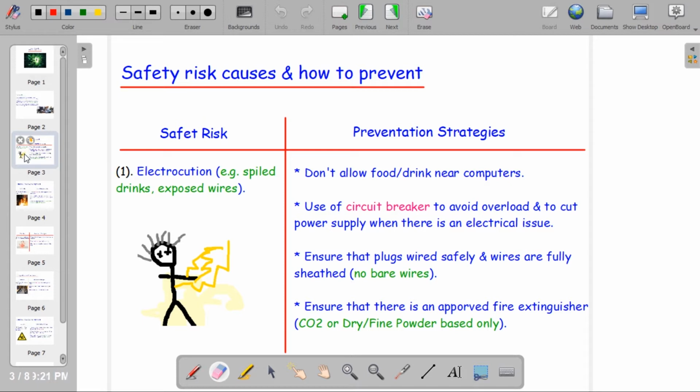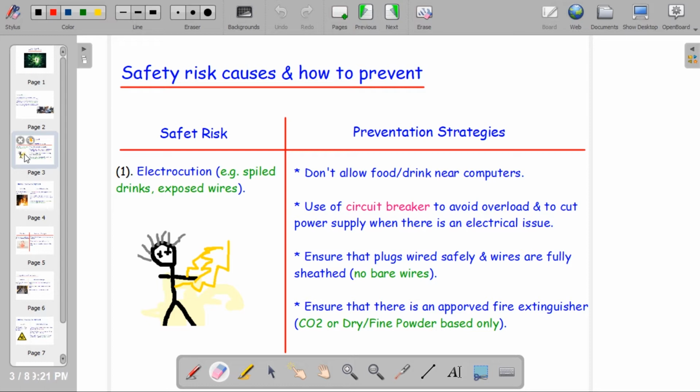The last prevention strategy is to ensure that you always have some way to put out a fire caused by electrical problems. Sometimes when you have some kind of electrical issue, it might start a fire. When the fire starts, you cannot use water-based fire extinguishers because water will conduct electricity into your body. So always keep a fire extinguisher in your home or in the ICT lab or any kind of ICT environment, and it needs to have some sort of specific material.